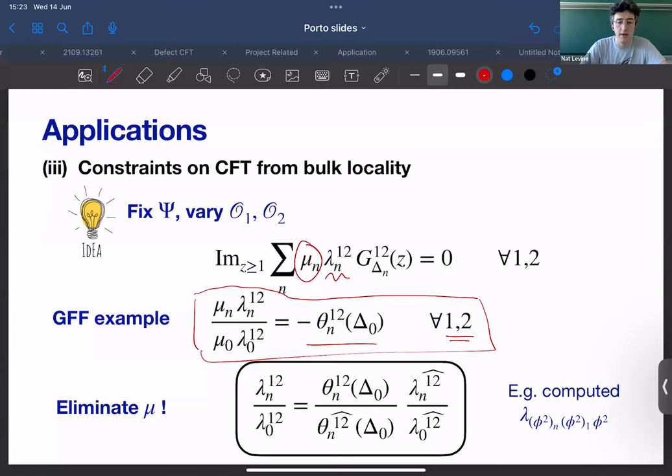And so, for example, you can use these constraints to just compute some OPE coefficient from other ones. So we just picked some kind of random example, we computed these OPE coefficients in GFF theory, which, you know, may not be so easy to compute by other methods. So yeah, the message is just that bulk locality places a lot of constraints on the boundary CFT.